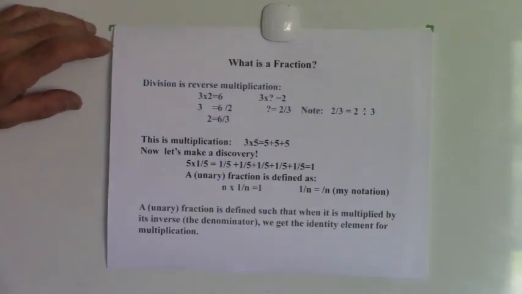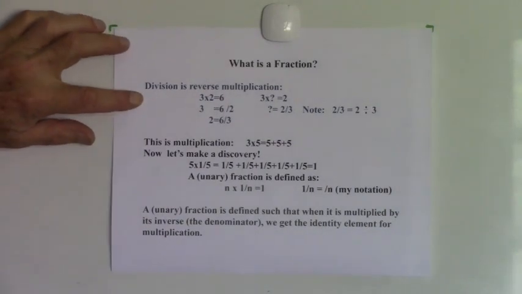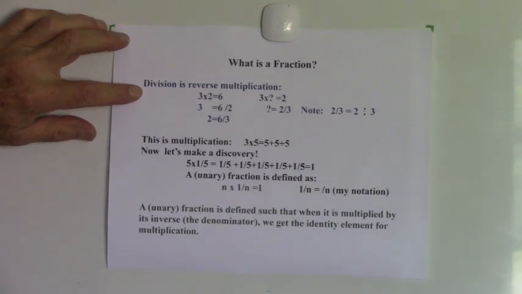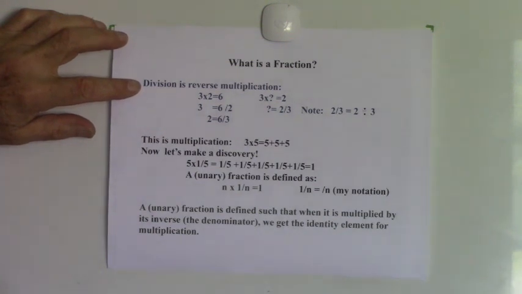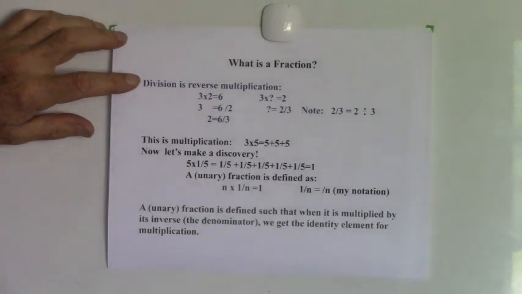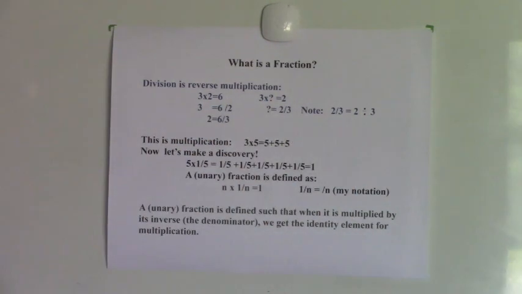So what is a fraction? Let's start off with division, which is really reverse multiplication. So if 3 times 2 is 6, 3 is equal to 6 divided by 2, or 2 is equal to 6 divided by 3. But we get a very interesting question when we say, what multiplied by 3 will give us 2? And if we search for an answer, we'll find out that it's 2 divided by 3. But that's not an integer. You also note that there are 2 ways of writing it. Both of them have the same meaning. One is just a different notation.